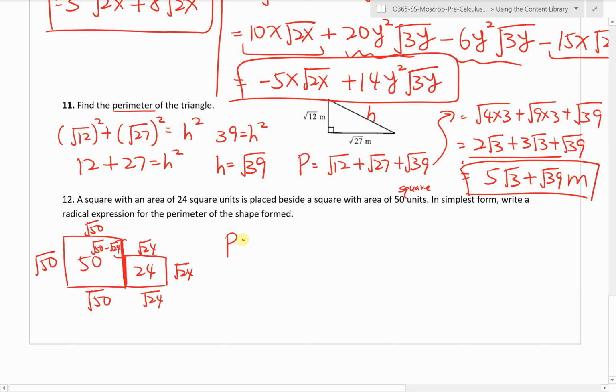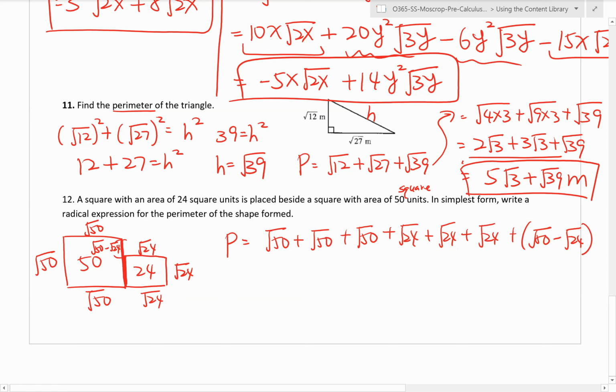Now to find the perimeter, we simply add up all these numbers together. So that's root 50 plus root 50 plus root 50 plus root 24 plus root 24 plus root 24 plus the last one, which is root 50 minus root 24. So that's the short side there, I guess. Now we can add them together. Well, that's 1, 2, 3, 4 root 50s. We have 1, 2, 3 root 24s, but taking one away, so 2 of them.